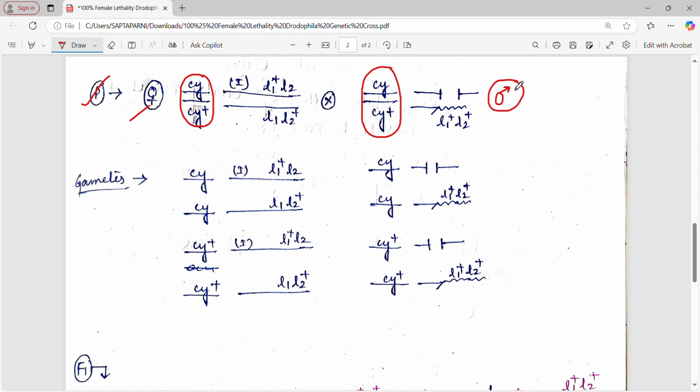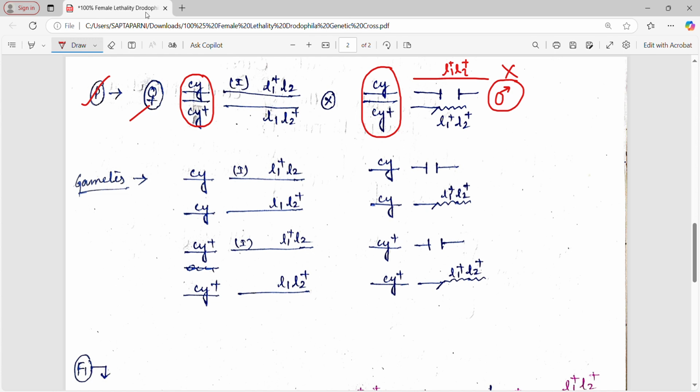Okay, so see here, if we take the X chromosome of the father carrying L1 and L2, what will happen? Obviously these two are mutant alleles, so the father will not survive, so that is not possible. So we cannot put L1 and L2 on the father's X chromosome. So what should we take then? We should take L1 plus and L2 plus on the father's X chromosome, so that the father could survive.